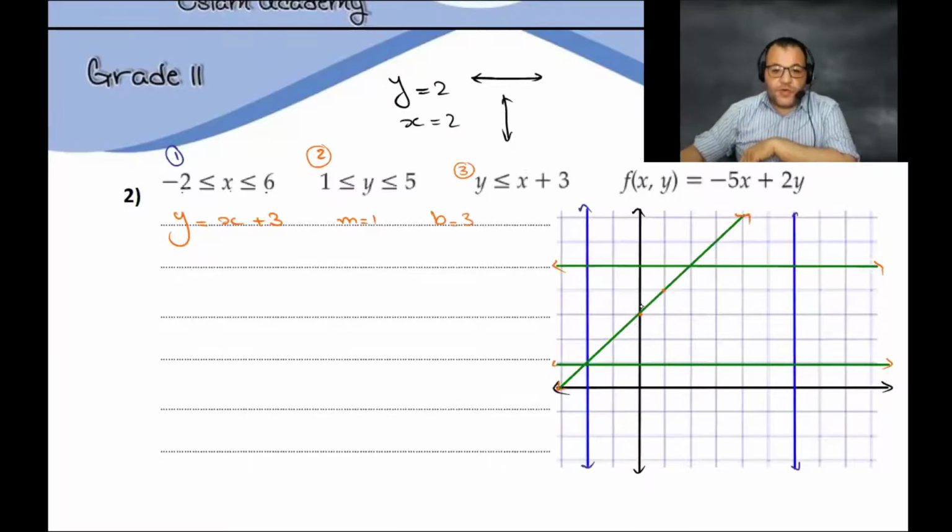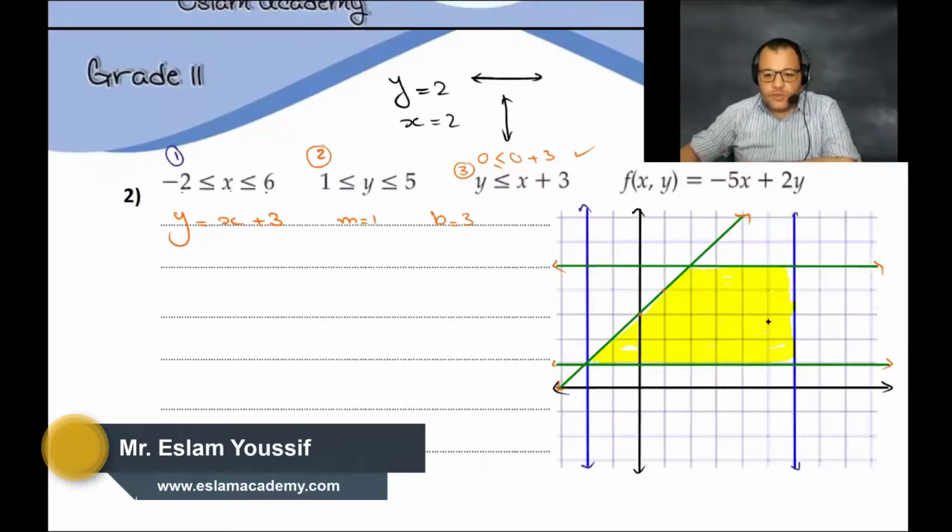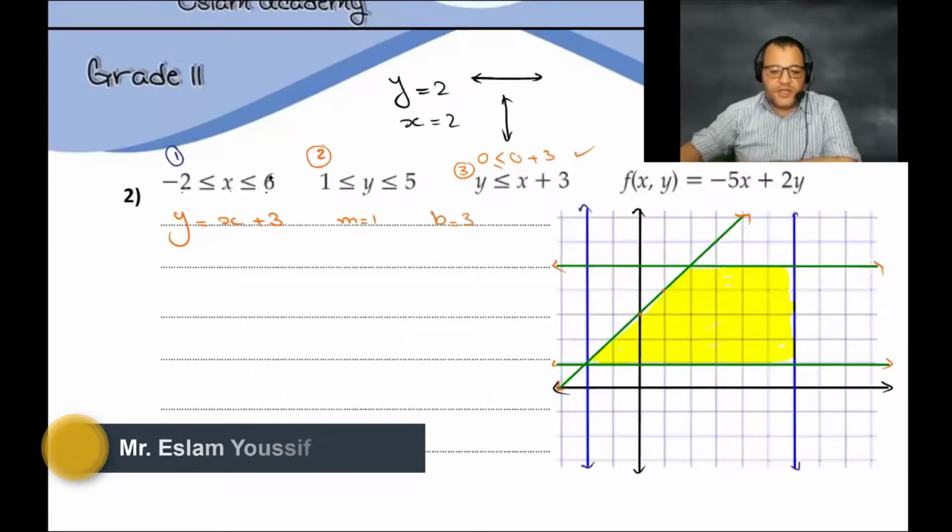The graph, the shaded part will be above or below the line? Below the line. If you choose 0, it is smaller than or equal 0 plus 3. Is it right? Yes, 0 is smaller than 3. So we'll shade the part which contains the point (0, 0). This will be the shaded part, starting from here. That will be the solution. So that is the first point, how we graph the inequality.